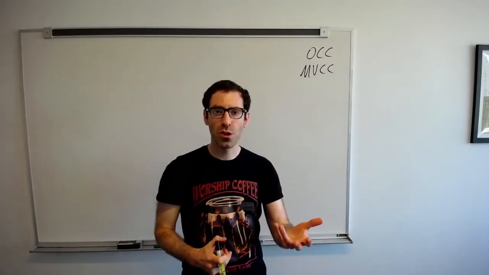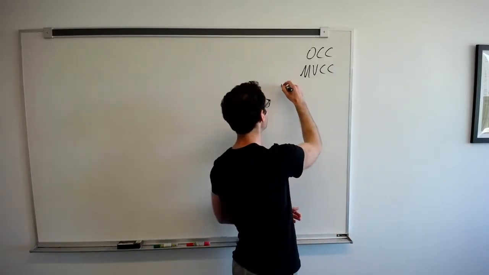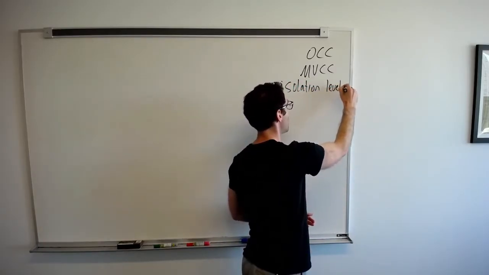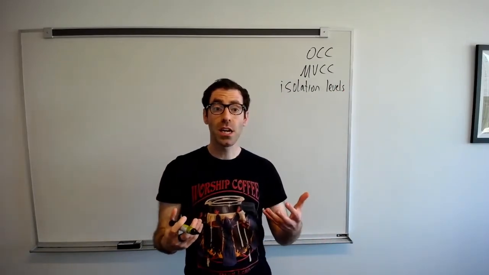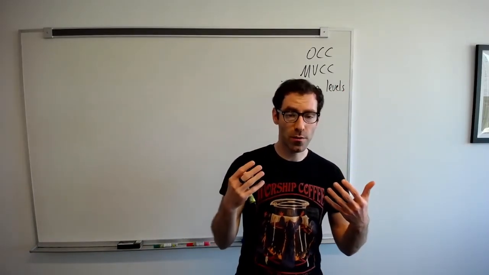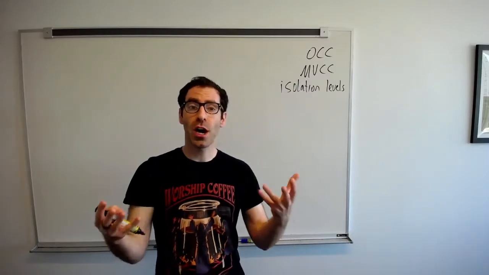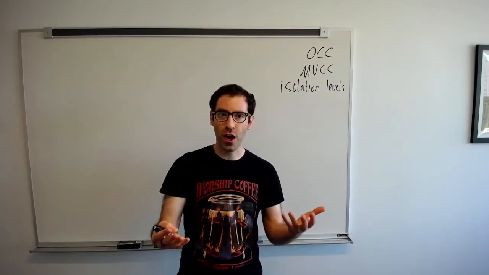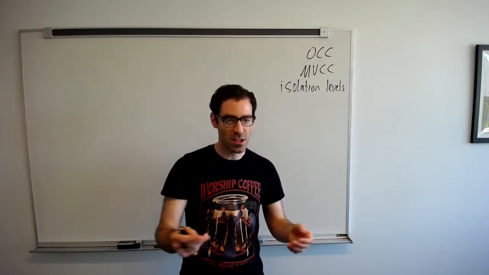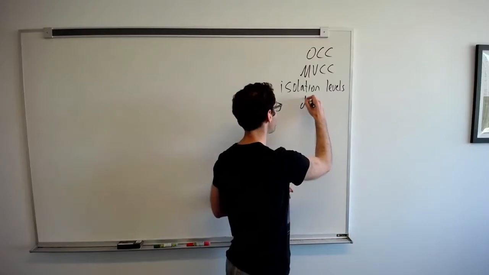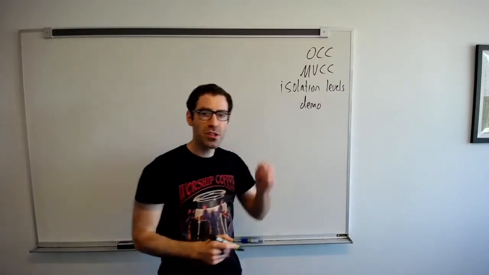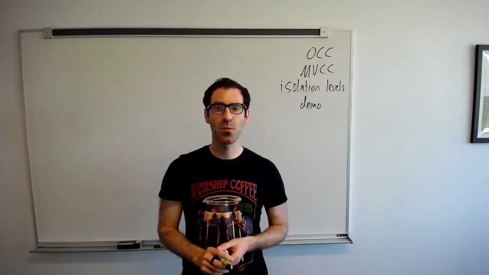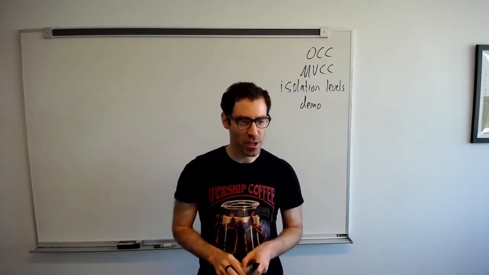I will also talk about isolation levels, and the fact that within a database management system, we can often specify how much isolation we're going to require it to provide to transactions. And there's a trade-off there between concurrency and isolation. And finally, I will demonstrate some of the transaction and concurrency concepts we've been talking about in Postgres.